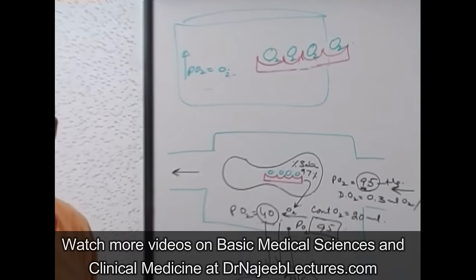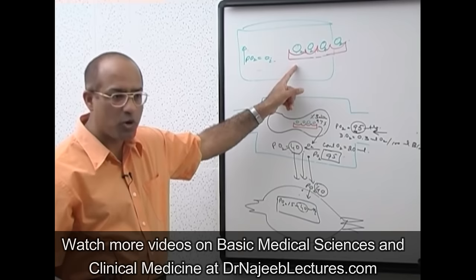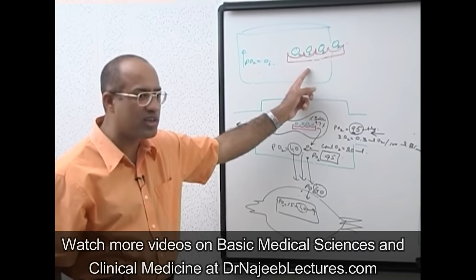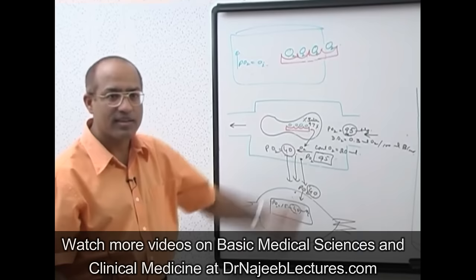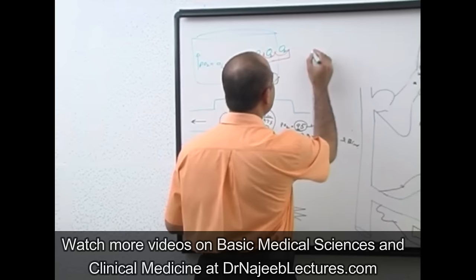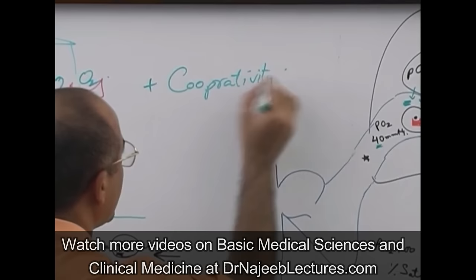So this process in which, when one pocket is loaded, it increases the affinity of the next pocket for oxygen. It means the first is leading to cooperation with the second, and when the second gets loaded, it cooperates with the third to increase the oxygen loading. This is called positive cooperativity. What is it called? Positive cooperativity. I think I have to write it. Positive cooperativity. So positive cooperativity is shown by the hemoglobin molecule.